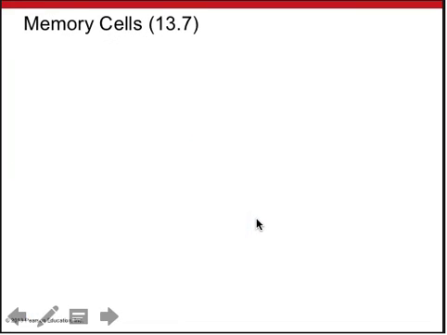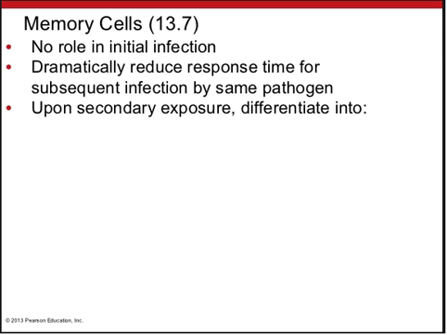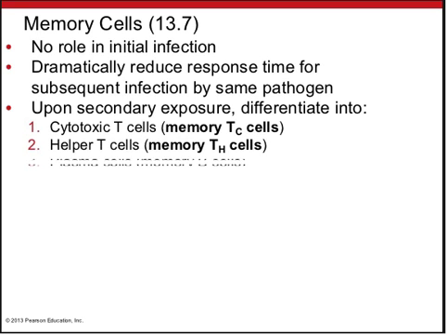Okay. Memory cells have no role in the initial infection. They are generated during the course of defending against the invasion. They dramatically reduce the response time for subsequent infection by the same pathogen. Upon secondary exposure, they differentiate into cytotoxic T cells, helper T cells, and plasma cells.